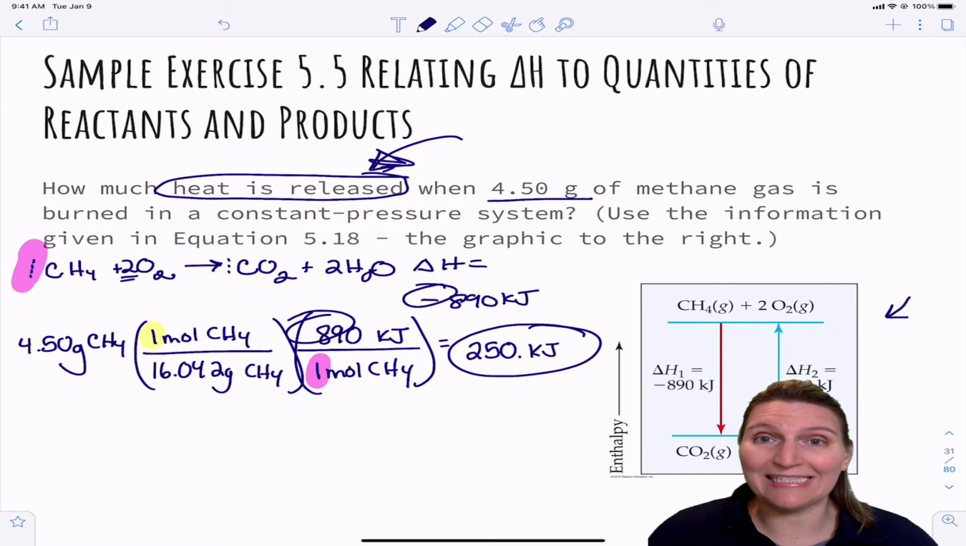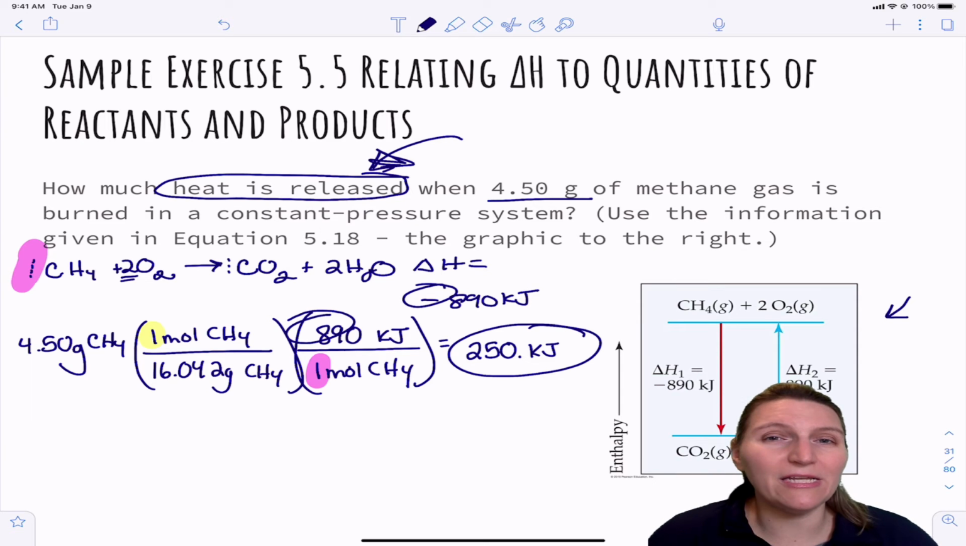The question is asking how much heat is released. So the fact that they're already using the word released is telling you that they know it's going to be a negative number. They want how much. That number has to be greater than 0, right? How much heat is released has to be a positive number.